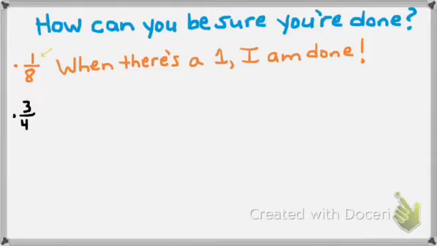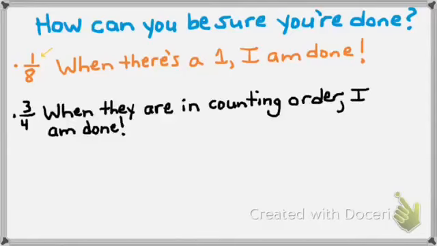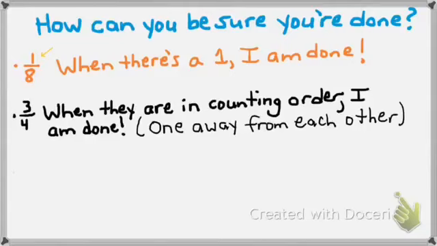What if my final answer was 3/4? 3 is an odd number, 4 is an even number. How would I know I'm done here? Well, when they're in counting order, I'm done. Look at that. Your numerator is 3, your denominator is 4. That's counting order, right? 3, 4. Or if you had 5, 6, it's 5, 6. Or if you had 8, 9, it's 8, 9. So when they're in counting order, they're done.